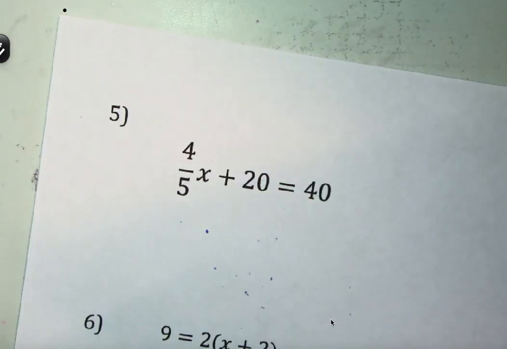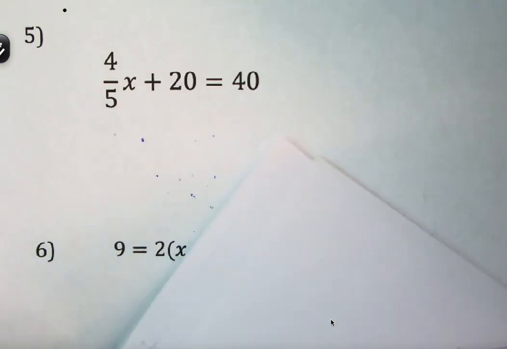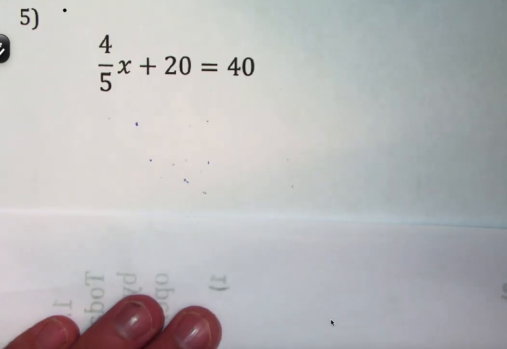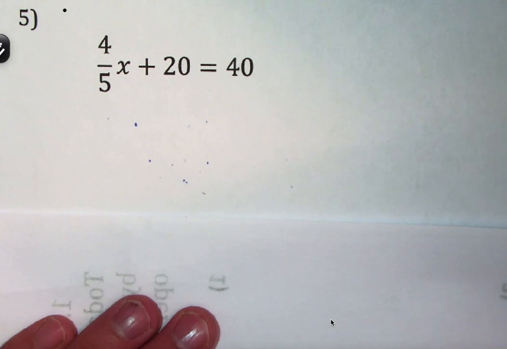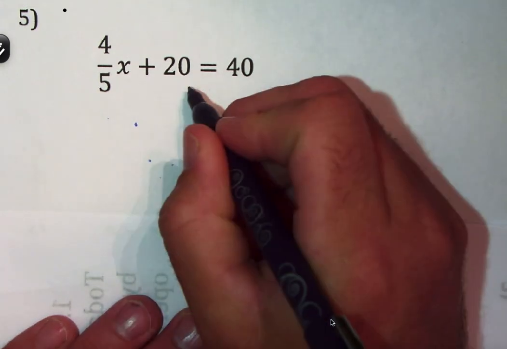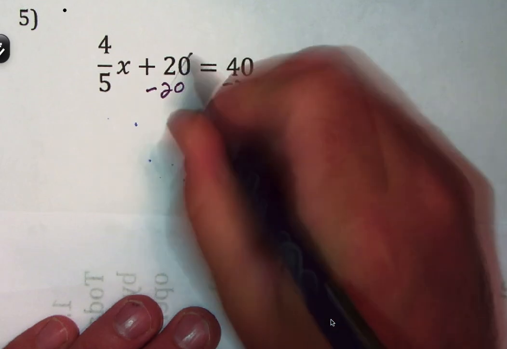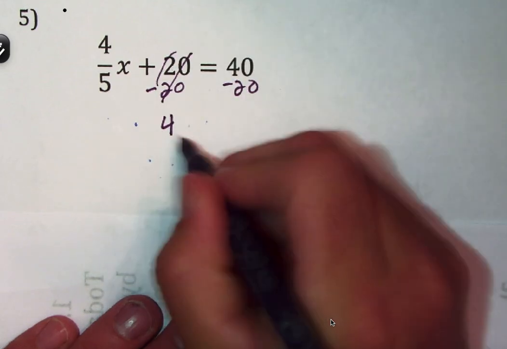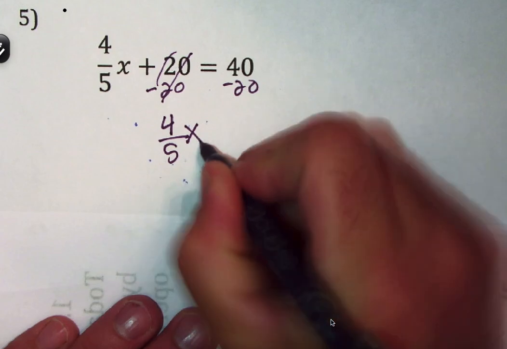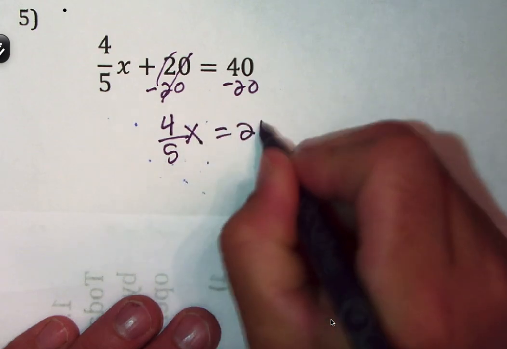So, I want to show you another example. And there is actually a shortcut. Maybe some of your teachers told you last year. So go ahead and write number 5. Very similar. We have 4/5 x plus 20 equals 40. We're going to take 20 away from both sides. You get 4 over 5x equals 20.